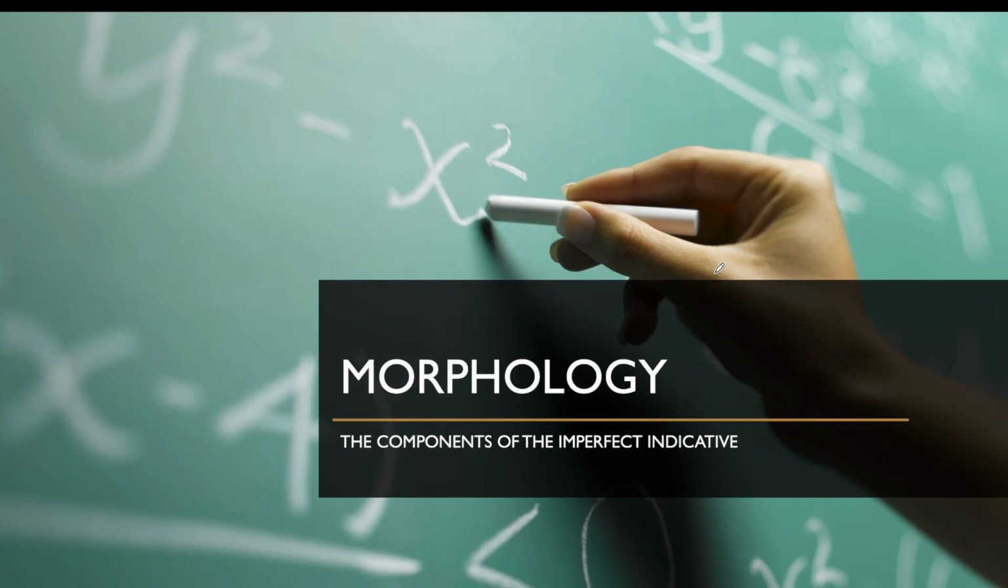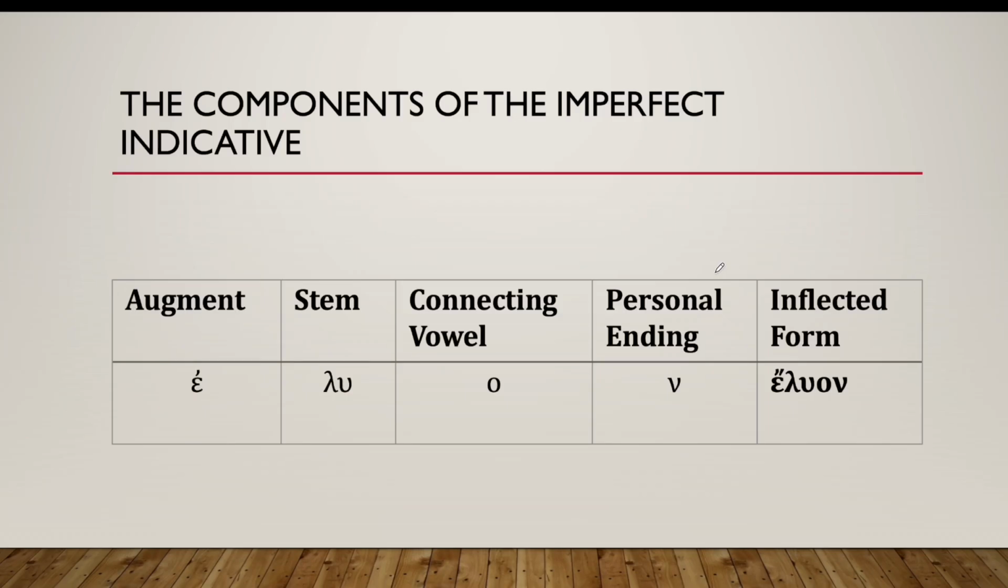Let me talk about the components of the imperfect. The big word for that is morphology. So what are the components that we're seeing so far of luo? We're seeing this thing called the augment, which for this verb that begins with a consonant is an epsilon.